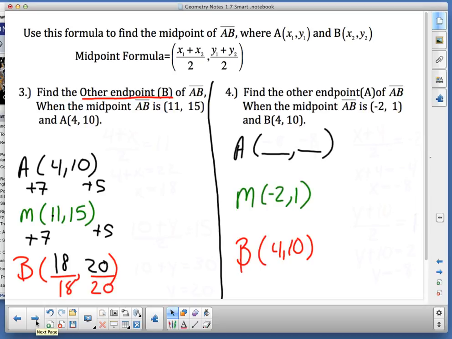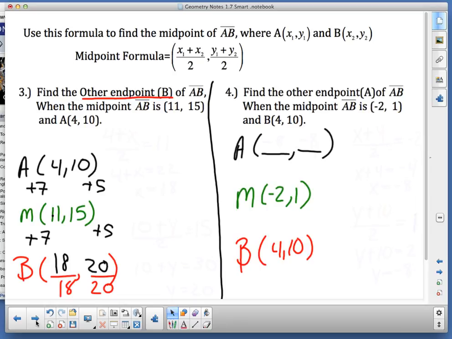Now, I've got some naysayers out there going, I don't think that's right. Well, let's check it. Take my two endpoints, 4 plus 18, 22, divided by 2, 11. Take my two endpoints, 10 and 20, add them together, 30, divided by 2, 15. Hey, it kind of worked, okay, during the check. Let's see if it checks out algebra-wise.